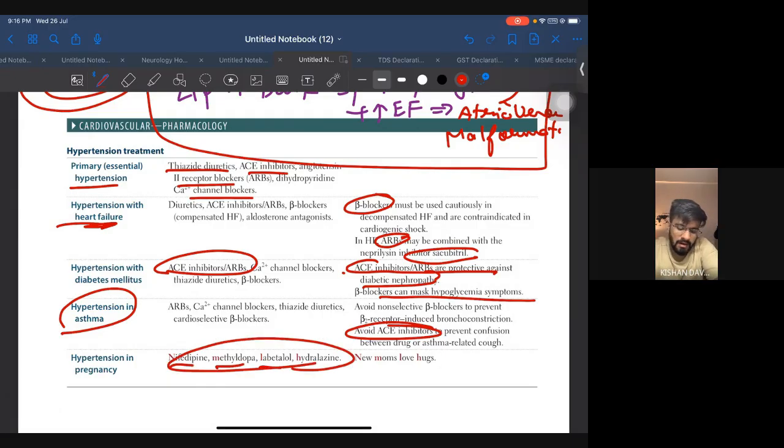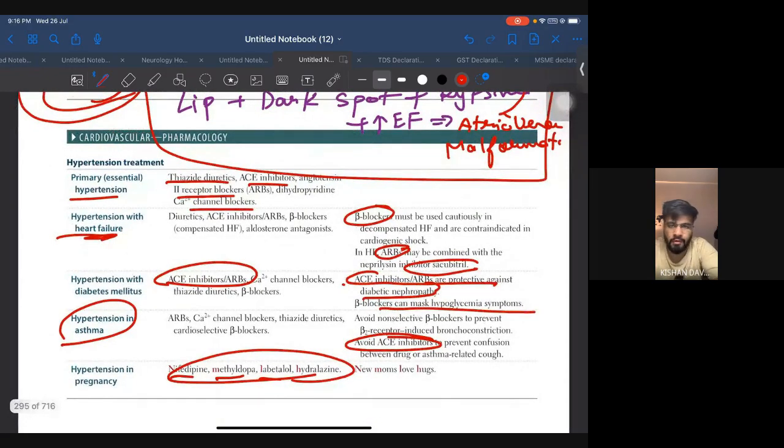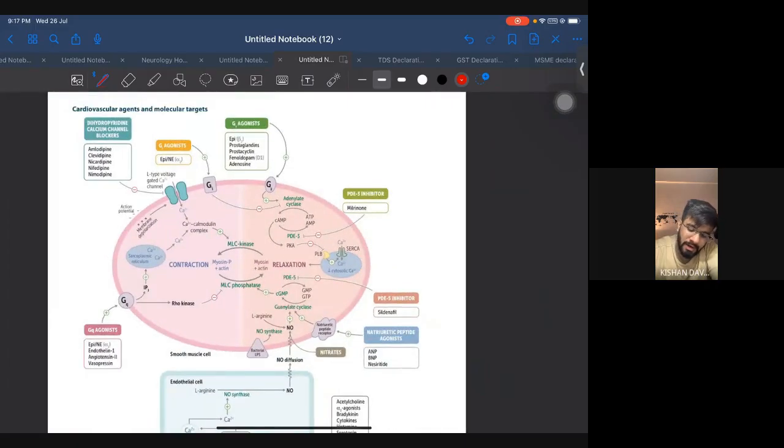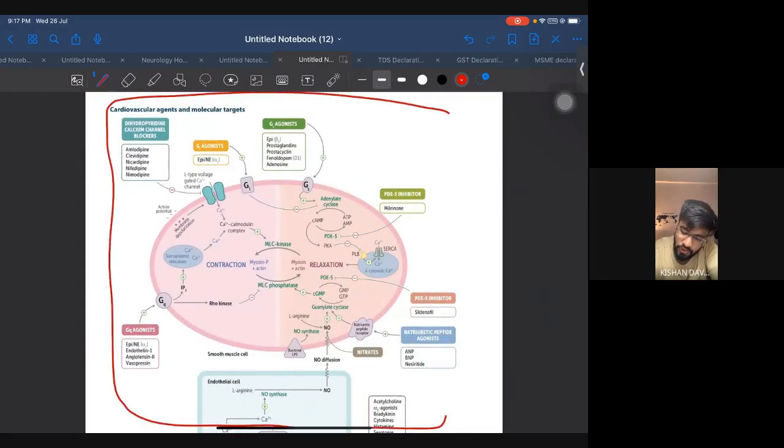Now see, if they give you a case of hypertension, they won't ask you what the drug of choice for hypertension is. They will give you a case: a patient with hypertension and asthma, a patient with hypertension and diabetes, a patient who is pregnant and comes with hypertension. Like this they will give you, and I already marked it down for you. So remember the cases: in asthma you don't give beta blockers, in diabetics you give ACE inhibitors and ARBs both, and in pregnancy remember these four drugs. All right, moving ahead. So this is the general mechanism of action of all the drugs that we are going to discuss. So give it a look.